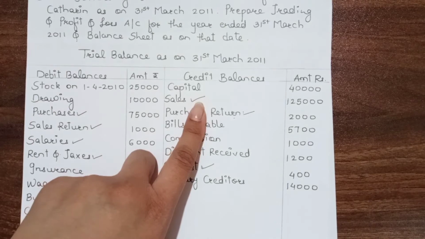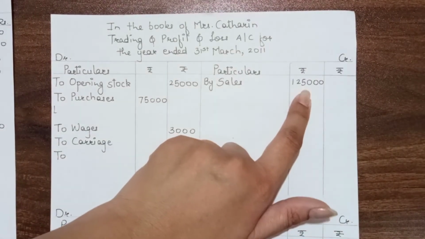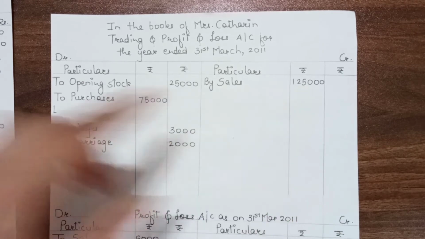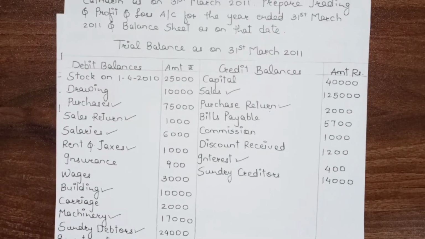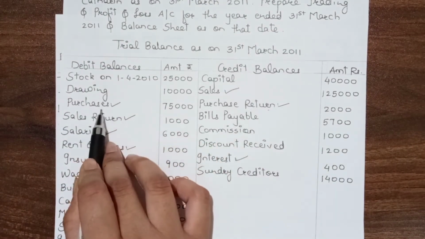Next one is sales, 1,25,000. This will appear in the trading account credit side, but the amount in the inner column, because we have to subtract sales returns. We have already tick marked it in the trial balance. Purchase returns, we have to subtract from purchases.